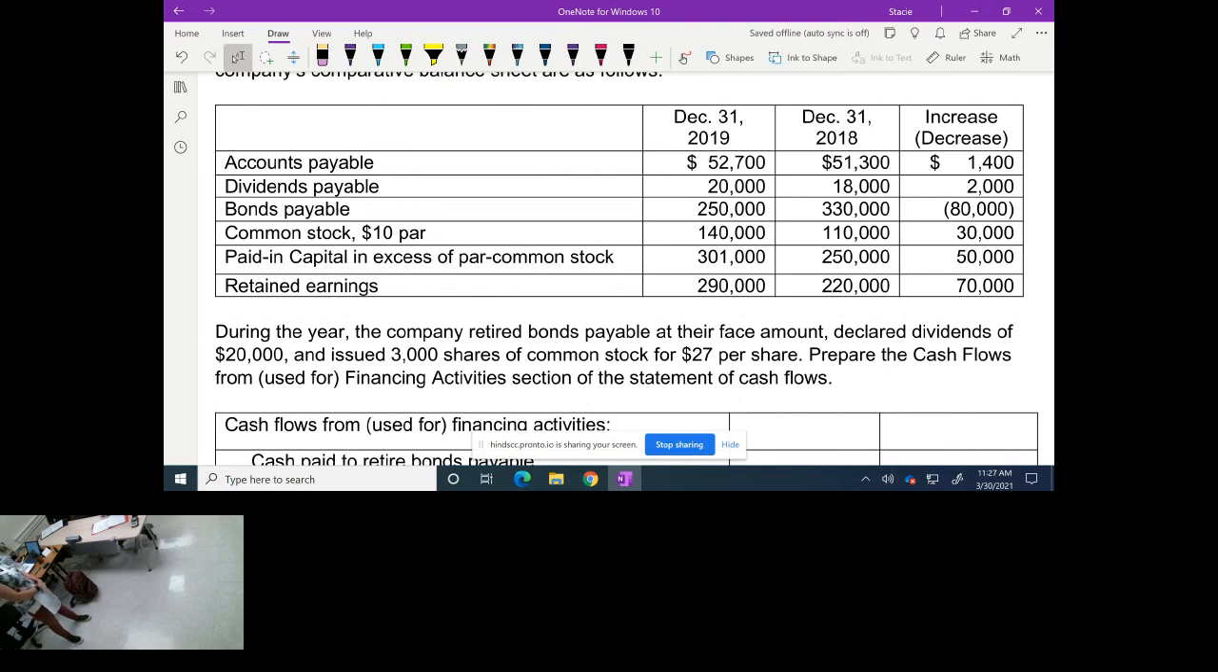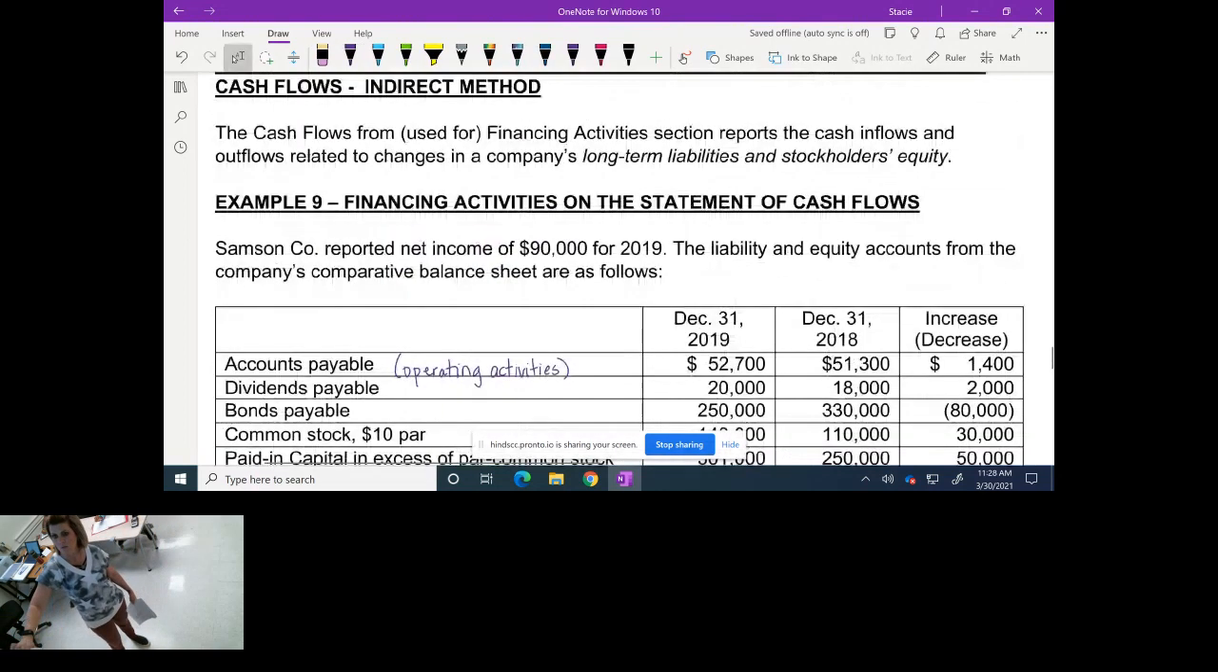Financing? Accounts payable. Where does that go? Operating. Okay, this is operating. This is a short-term liability. Right, it's short term. And what we're concerned with in the financing section are long-term liabilities.